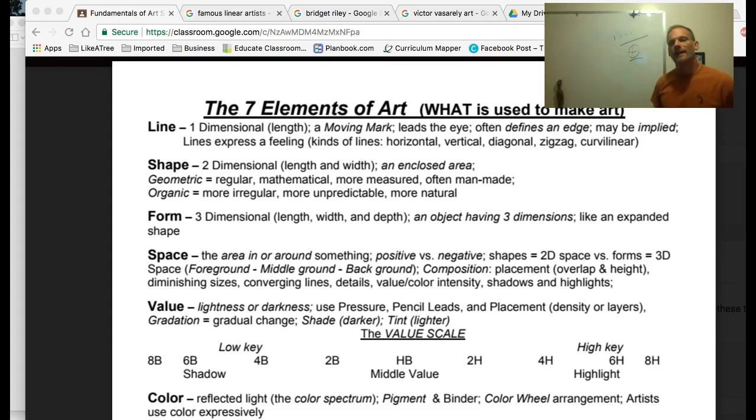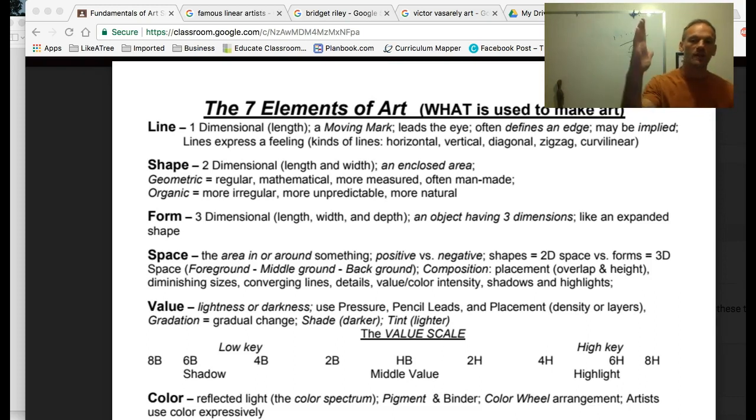So what we mean by that would be, for instance, a horizontal line would express a sense of calm and tranquility. Imagine being on a calm, still lake where the water is just completely smooth and flat, horizontal. A vertical line, straight up and down, expresses a sense of stability, of being solid. And a diagonal line expresses a sense of movement.